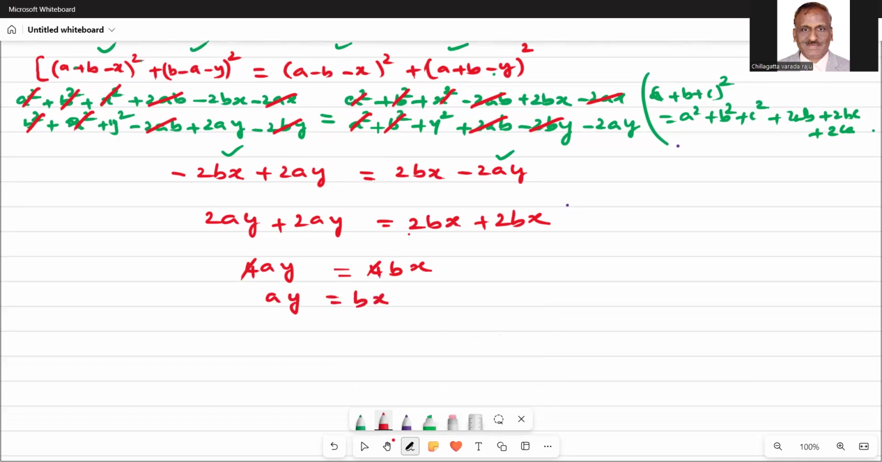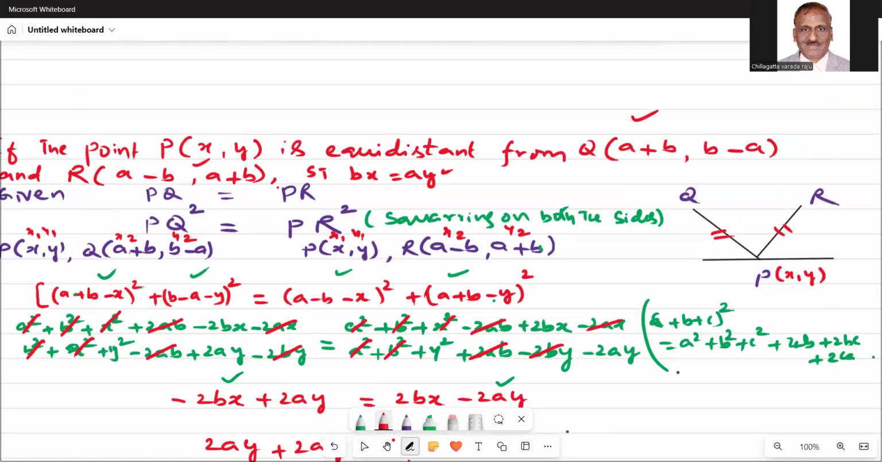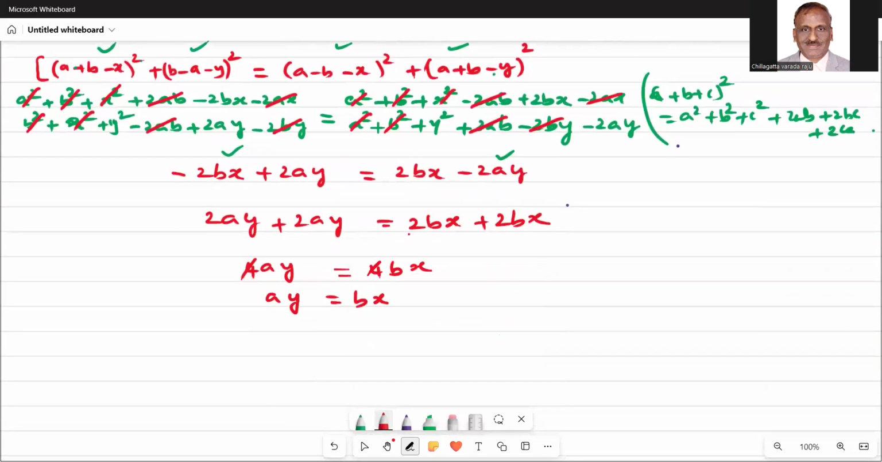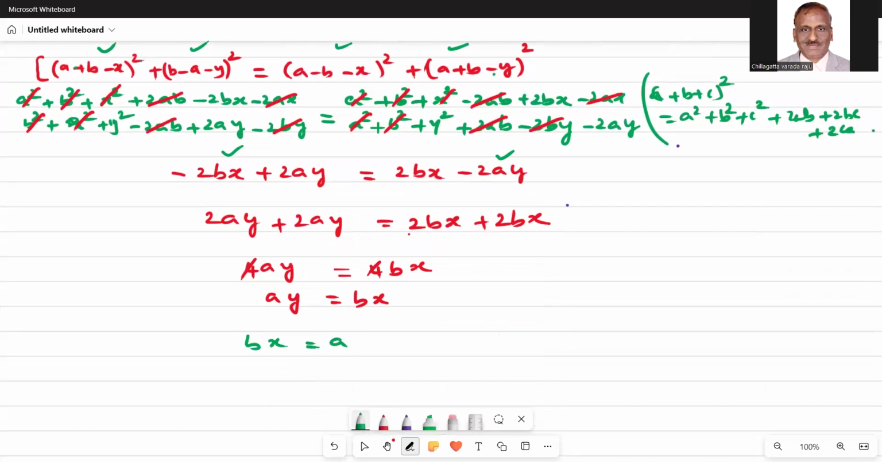What is asked in the question? Ay is equal to bx or bx is equal to ay? The question asks bx is equal to ay. So finally we got bx is equal to ay. This is what we are supposed to prove.